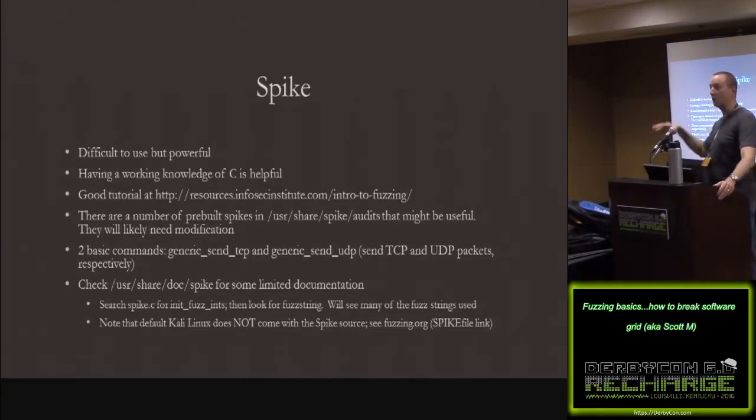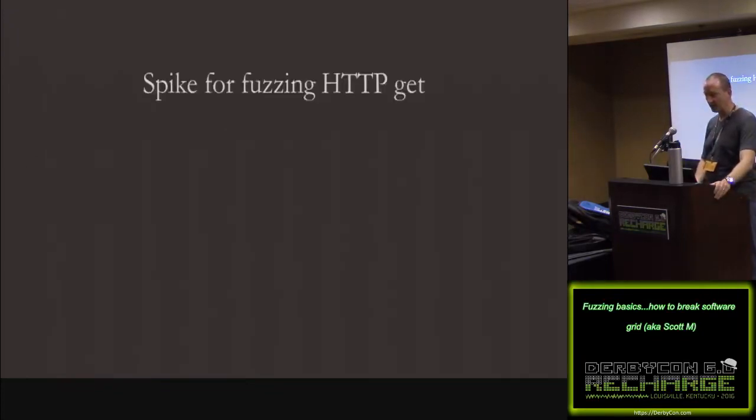Kali does not come with the Spike source, so you've got to pull it from somewhere else. The last time I looked, it was at fuzzing.org. There was a spike file link there. Kali only has the compiled version of Spike, so you can't actually see what it's doing if you're interested in modding Spike or looking to see what kind of fuzz strings it's using. You'll have to pull a copy of the source from that area. It may exist elsewhere, but when I just did a quick Google search, that was the first thing that came up. Okay, a Spike for fuzzing HTTP GET.